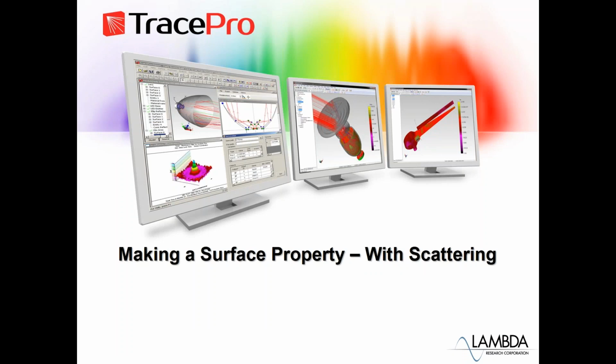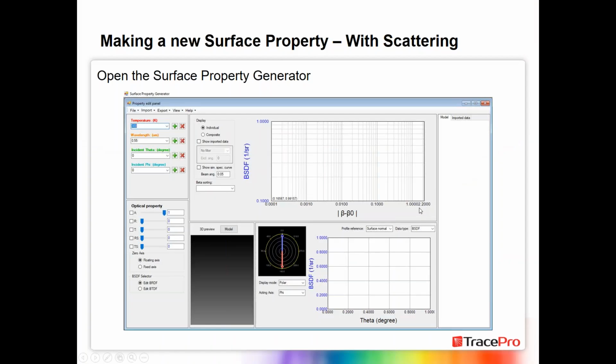Okay, what if we want to add scattering to this? That was a very simple example. No scattering, just specular reflection, specular transmission, and absorption. Let's say we want to look at scattering. So we start off the same way. We go to define, generate property data, and then surface property. And we open up the surface property generator.